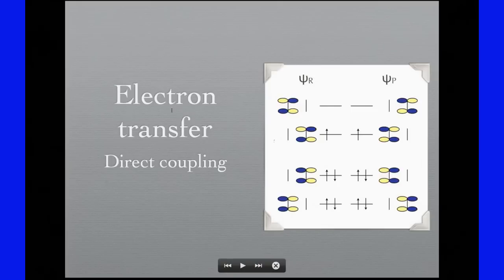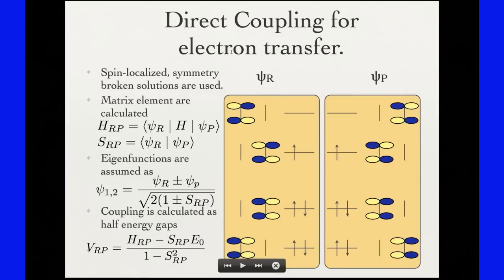Alright, so the second part of the method that I'm going to tell you is what we call direct coupling. So in direct coupling, we try to obtain some charge localized solution, and even though the system may be symmetric, we want symmetry broken solutions.